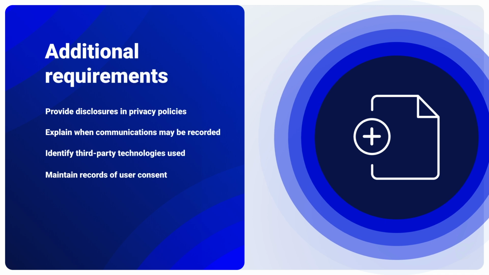Organizations should also implement additional transparency measures, such as providing disclosures within their privacy policies, which can explain when communications may be recorded. They should identify third-party technologies used to capture communications and should maintain records of user consent.